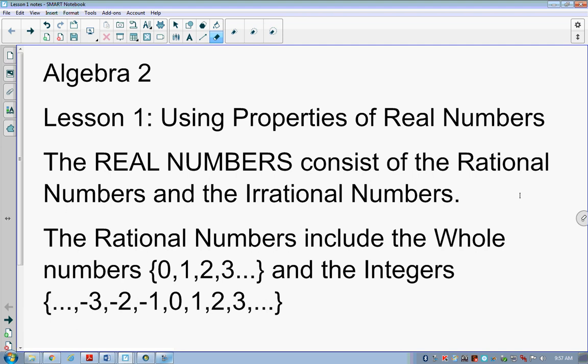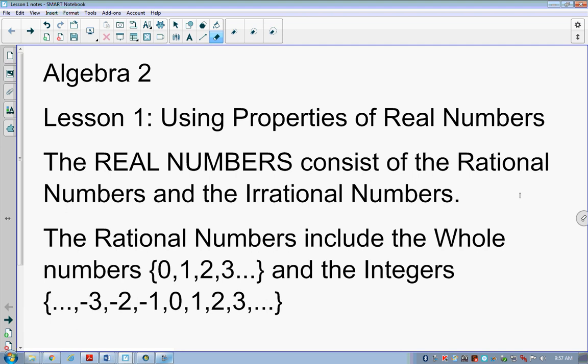Lesson 1, using properties of real numbers. From here till probably about at least lesson 10, everything here should be review, right? We should know all this stuff. In fact, a lot of what I'm covering here, I just got done covering with Algebra 1. So how do I know it's review? Because it should even be review for Algebra 1.